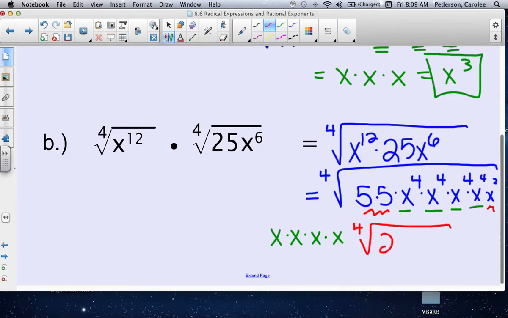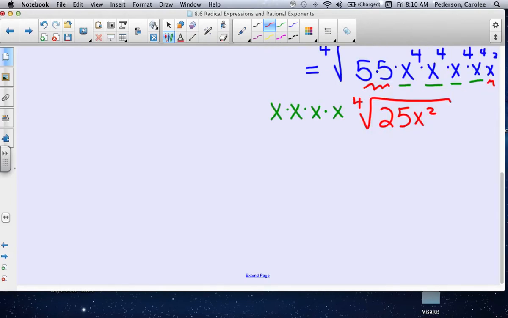So 5 times 5 is 25, and then that x squared. Now I'm just going to clean up that x, x, x, and x to the 4th. Then we have the 4th root of 25x squared.